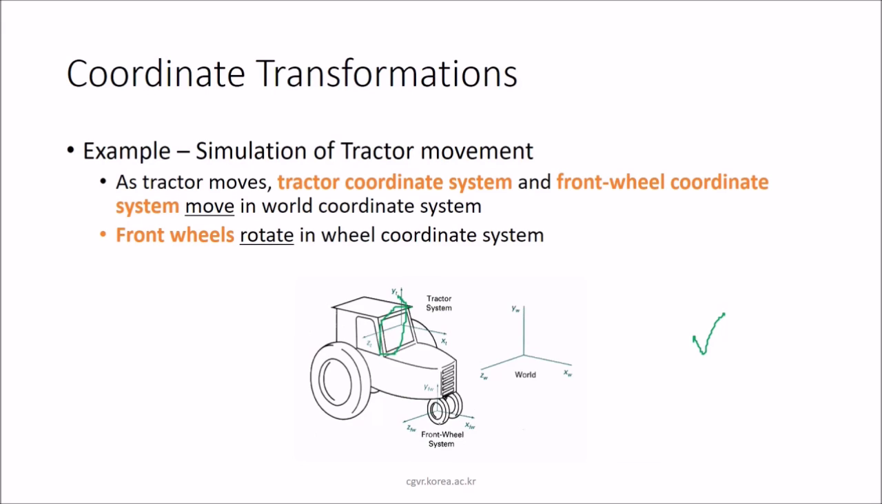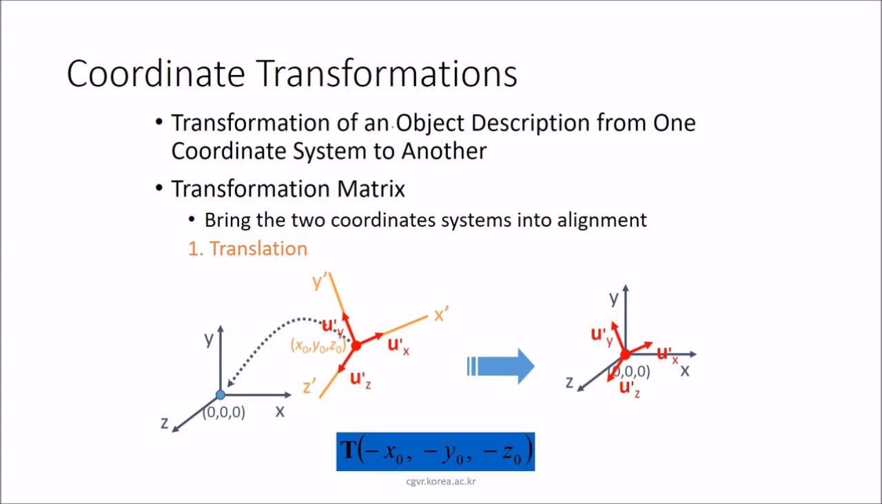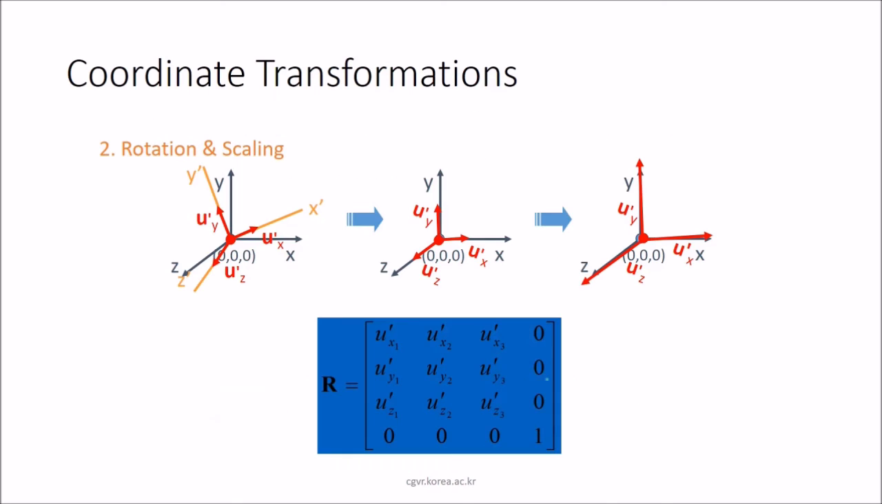Now you have this front wheel. The front wheel also has its coordinate system, which moves in the world coordinate system. This is the world coordinate system. So the front wheel rotates in the wheel coordinate system. The transformation of an object description from one coordinate system to another is coordinate transformation. The transformation matrix will be given by, we bring the two coordinate systems into alignment first of all. That is, we do the translation. The translation is done by -x0, -y0, -z0.